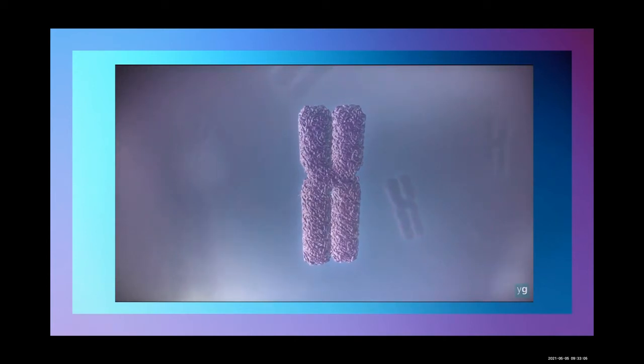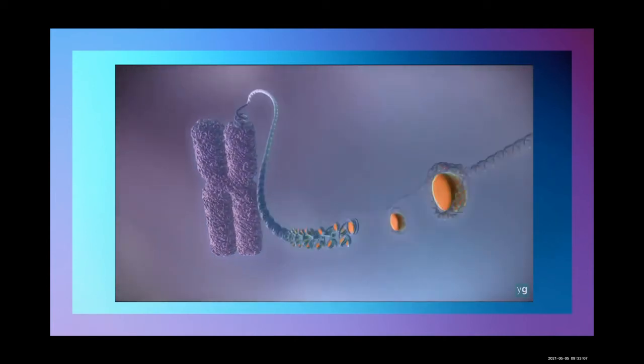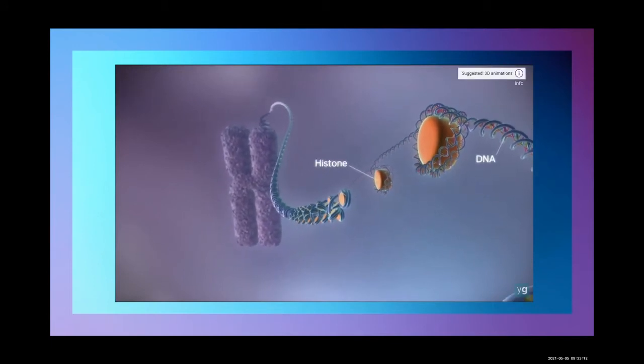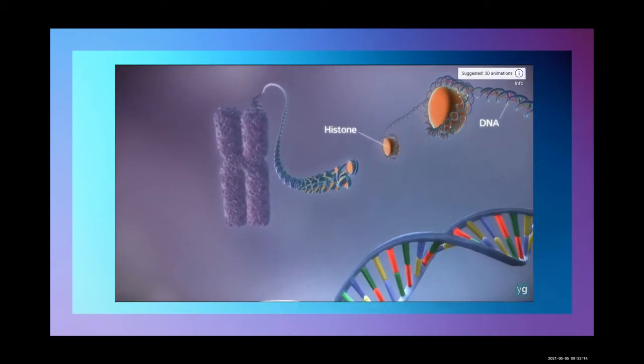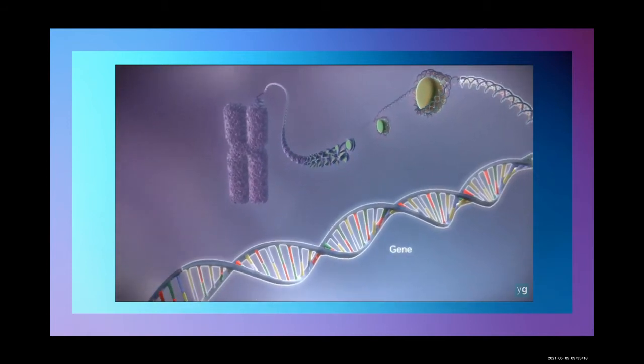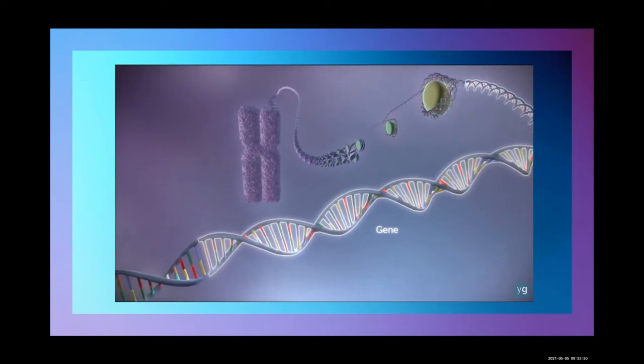Each chromosome contains a long strand of DNA, tightly packaged around proteins called histones. Within the DNA are sections called genes. These genes contain the instructions for making proteins.